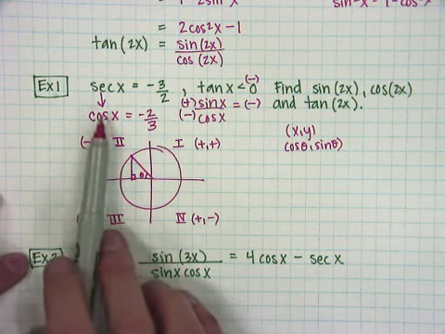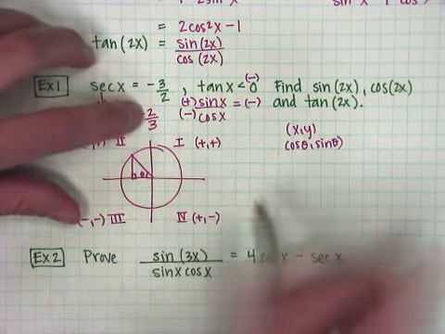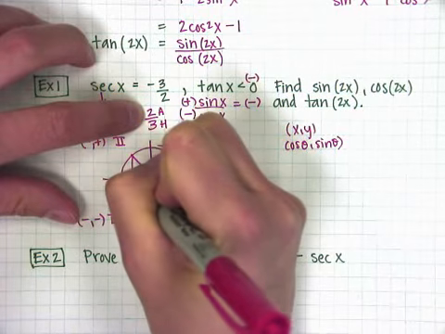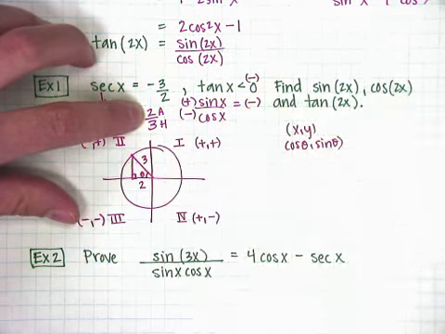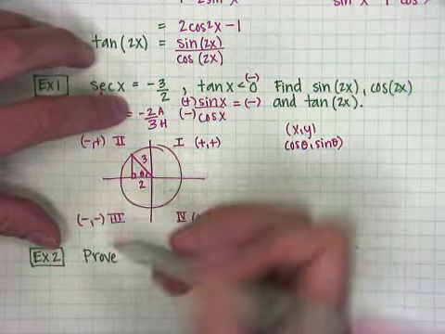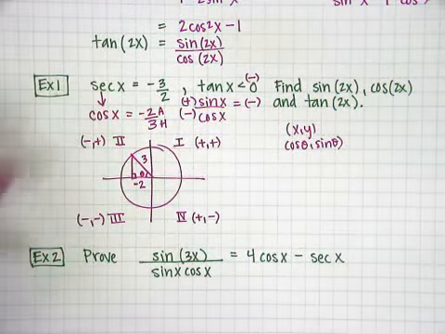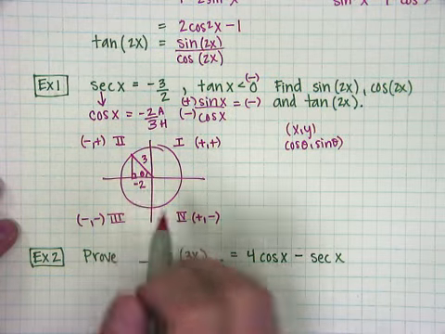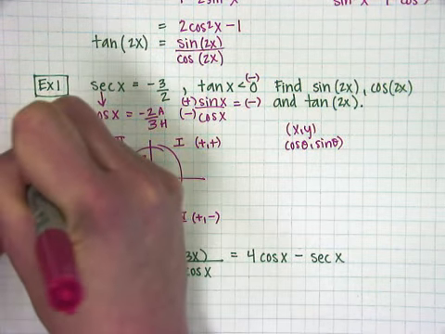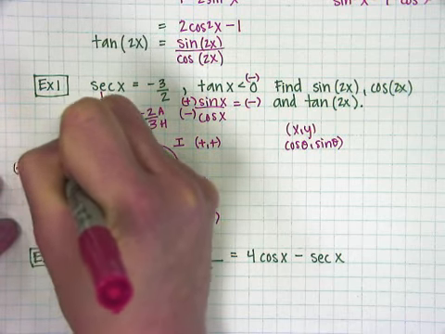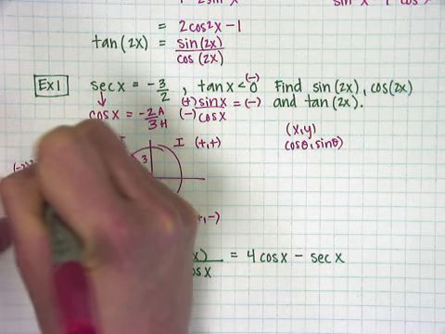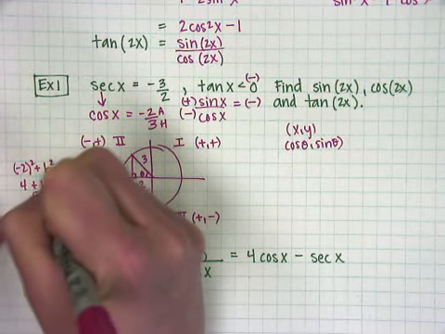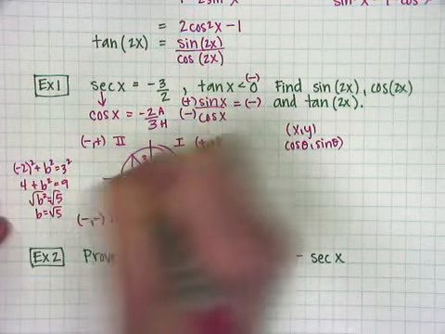Then I look at what's given. I know cosine is negative 2/3. Cosine is my adjacent over my hypotenuse, so my adjacent side is 2, my hypotenuse is 3. And since I've gone back, I know that the negative goes with the 2, negative 2 over 3. Now I can use the Pythagorean theorem to find the height of this triangle. Negative 2 squared plus b squared equals 3 squared. 4 plus b squared equals 9. So b squared equals 5, which means b equals root 5.